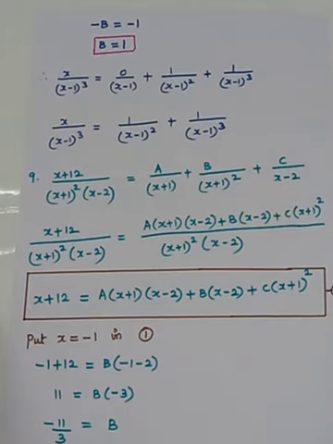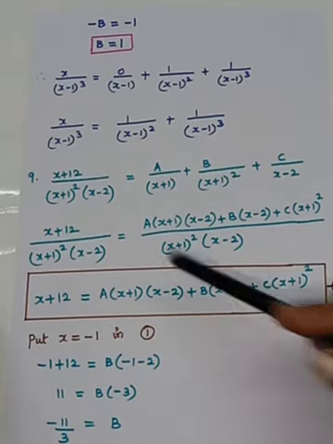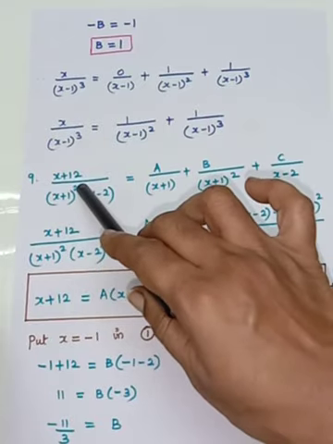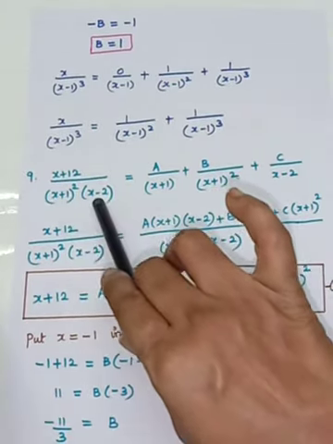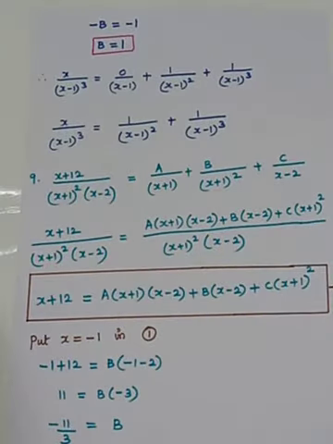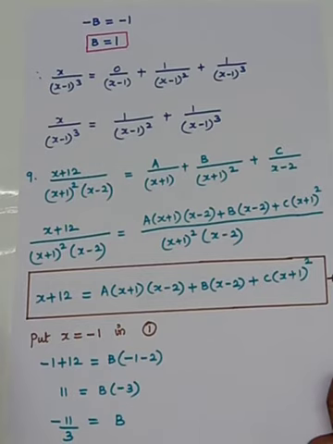Come to the 9th problem. The same way you have to do. What is the first step in the partial fraction? You have to check the degree. What is the numerator degree? It is 1. Come to the denominator degree. Here it is (x plus 1) the whole square, so here you are having x squared, into (x minus 2). So when you multiply, the denominator degree is 3. Isn't it? So they are in the proper fraction, so we can go to the partial fraction.